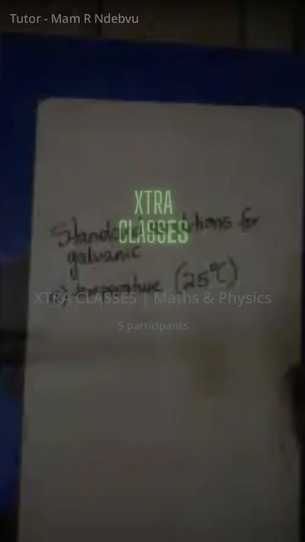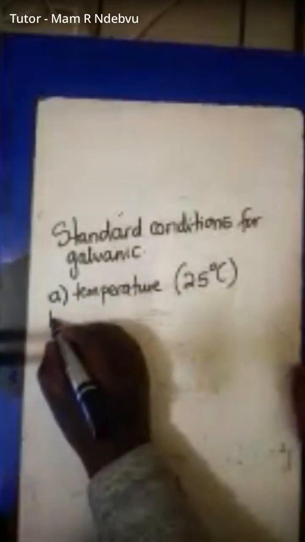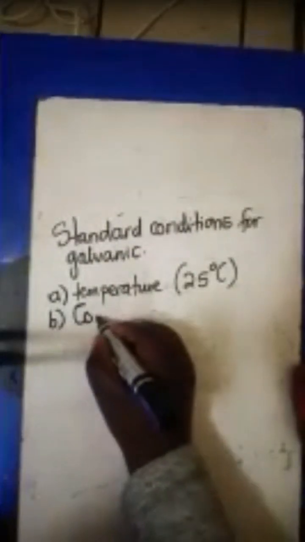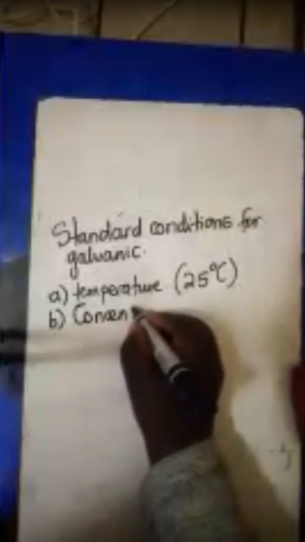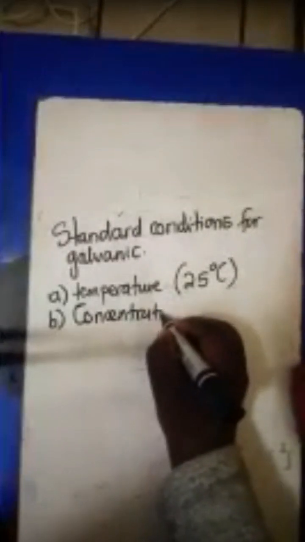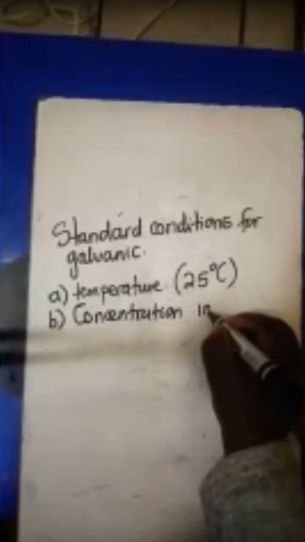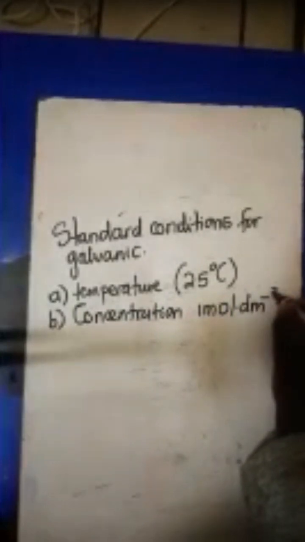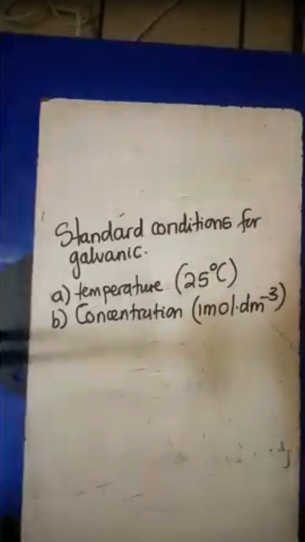Condition number 2 is called concentration. You don't just say concentration, you say 1 mole per dm cubed, 1 mole per cubic decimeter. Concentration must be 1 mole per cubic decimeter.